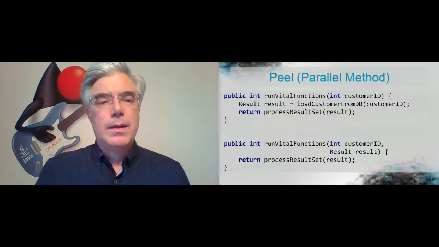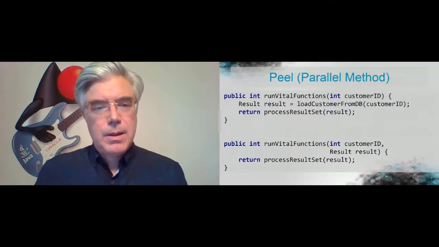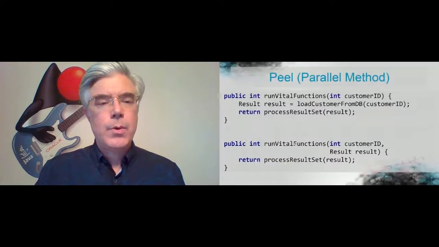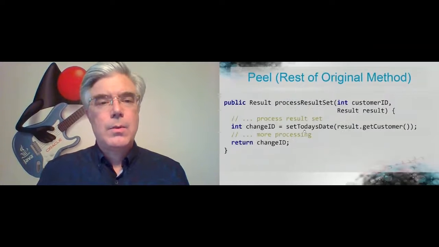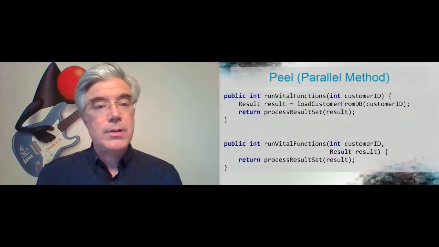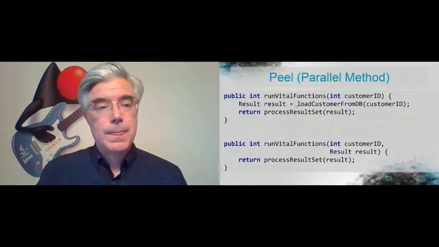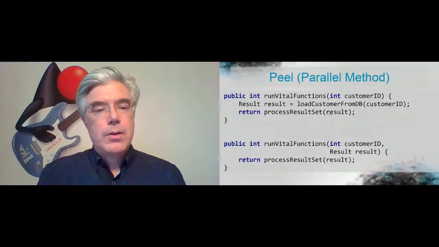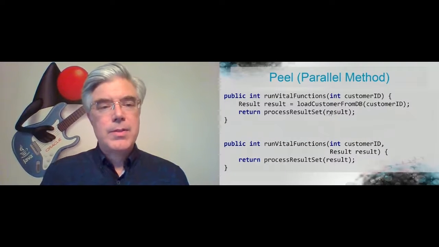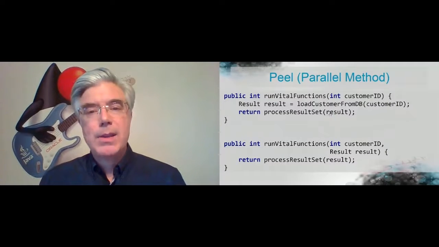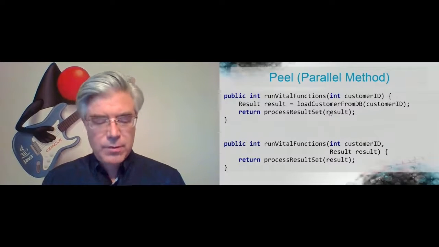So what I do, I'll try and make this easy to follow here. The function that we've got is run vital functions. So what I do is I create a secondary run vital functions method. Now before, you pass in the customer ID. Well, now I've got the original version where you call the customer ID and you call load customer from database, and you get the result. And then what we do is process that result, set the date, and return the changed ID, right? So what I'll do is take the rest of this code here and stick that into a method called process result set. And I'll create another function that I can pass in the expected result instead of loading it from the customer database.